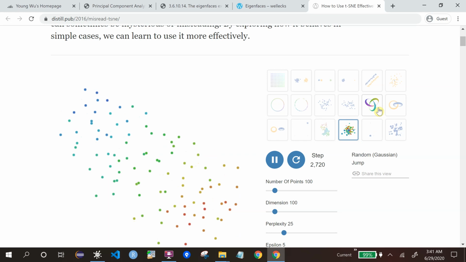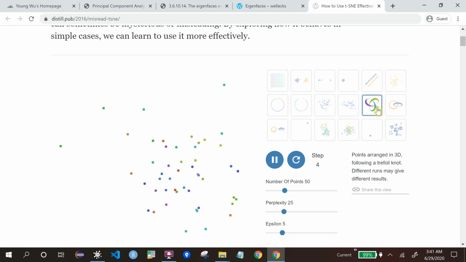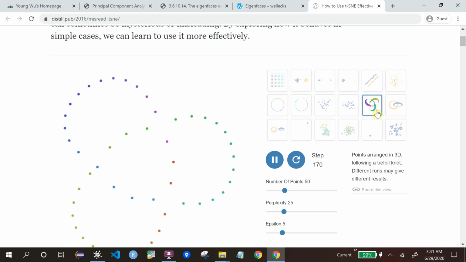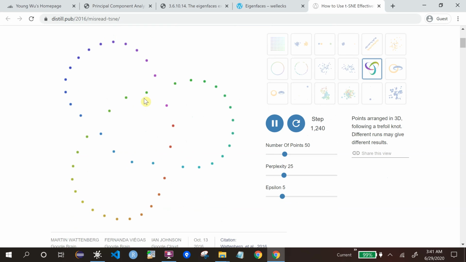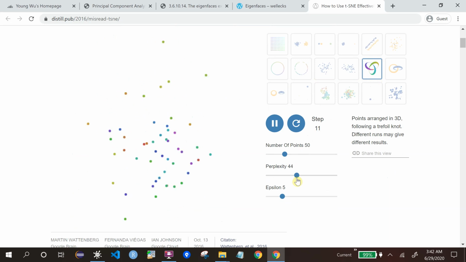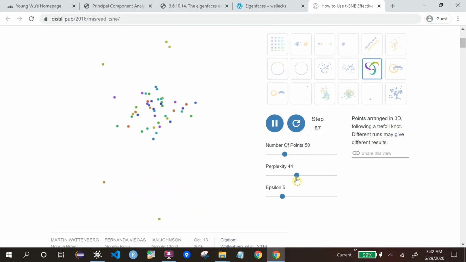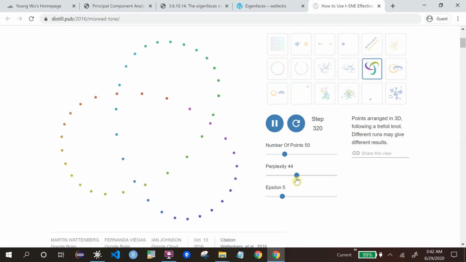Another maybe interesting one is this one. This looks like 3 rings, but connected in a strange way. I think it's easier to visualize this in 3D. Let's see what happens in 2D. Okay, it does capture the structure very well, but let's change it to care about more neighbors. I think it will do the same. Yes.